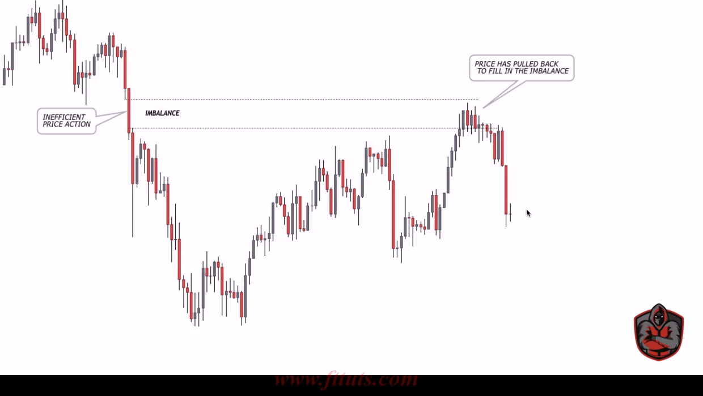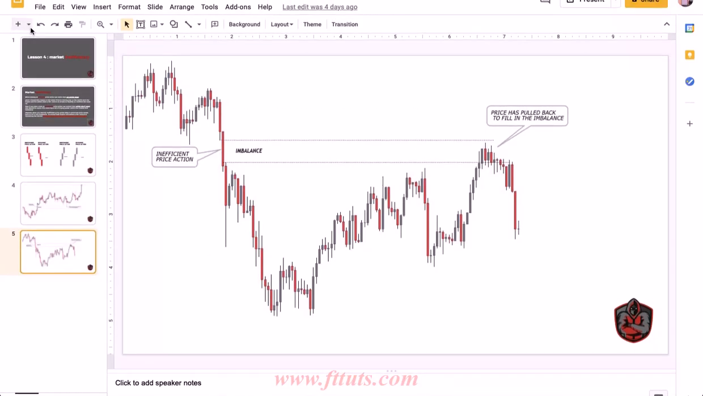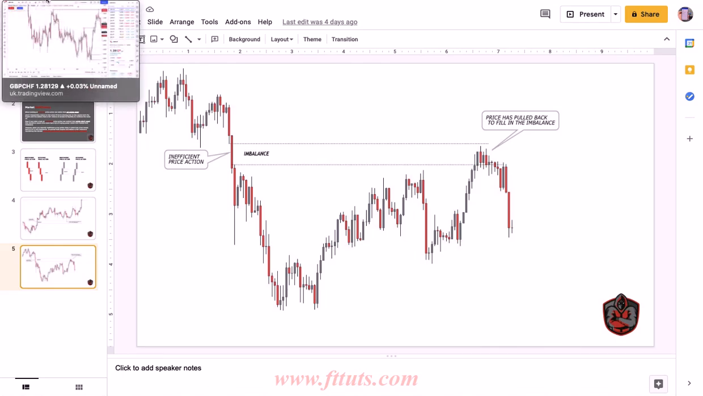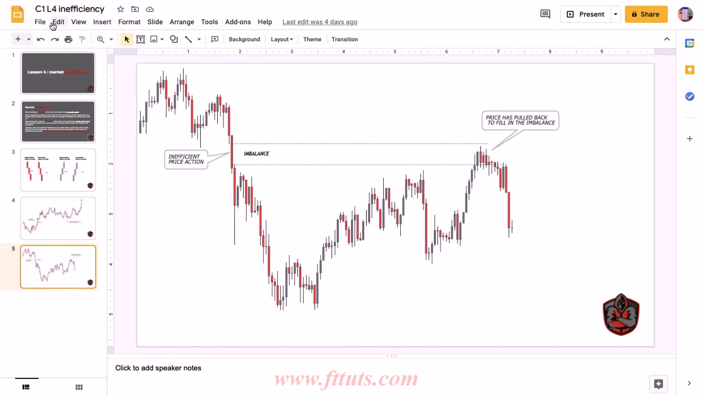So efficiency is quite straightforward. There's not much to it. It's simply when the wicks don't meet and there's a gap created. This therefore represents that there's a lot of buying, in this case a lot of selling pressure. So when price wants to pull back, it will fill in any imbalances, right? I hope that makes sense, and I'm going to quickly show you guys an example before I move over to lesson 5 because this is fairly straightforward.